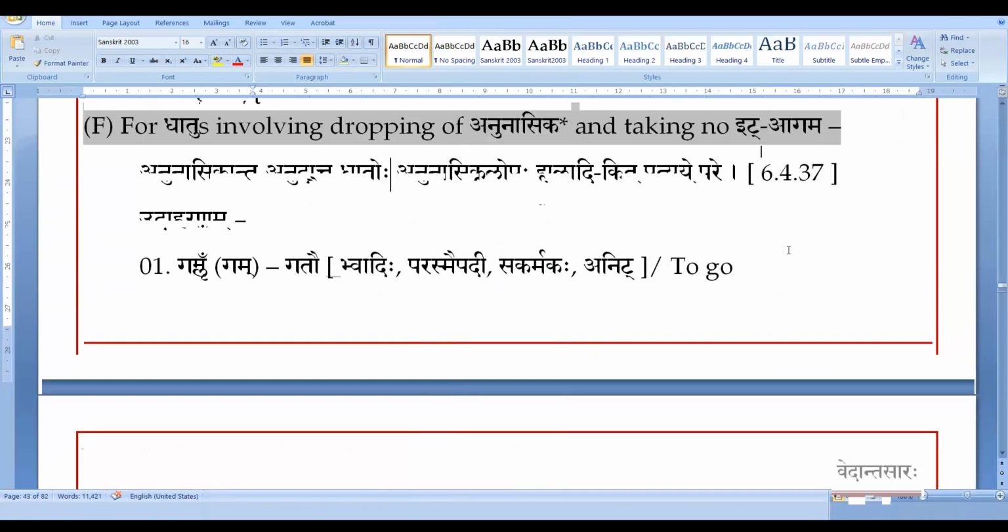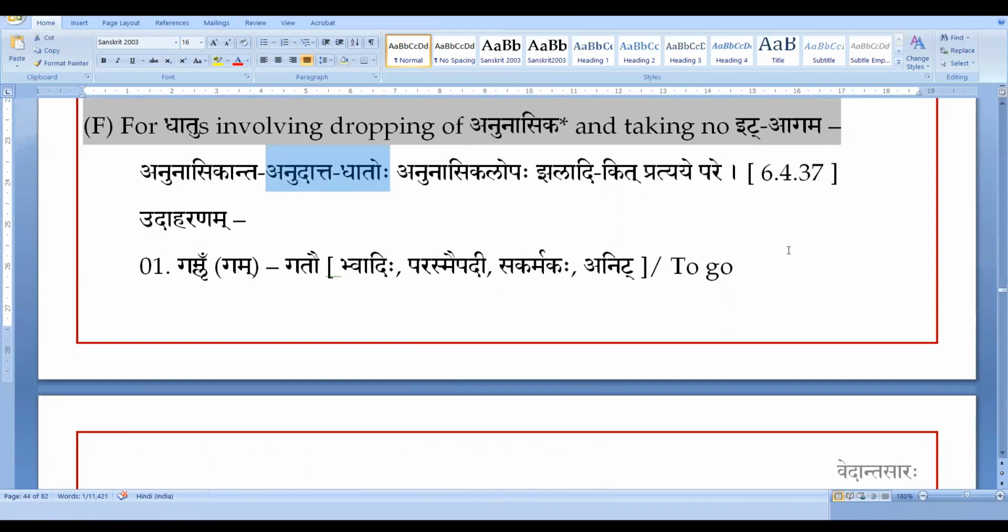It's because the sutram itself mentions anudata dhatu ending with anunasika. Therefore, that's why it is put in a separate category. Then what will happen to that anunasika letter when followed by jaladikit? Because it is anudata dhatu, therefore it is anit dhatu. With regard to nishta pratyaya, no ittagama, therefore it has to be jaladi. When jaladi pratyaya follows, that anunasika letter is dropped. That is why gam dhatu, which is anunasika, it is anudata dhatu, means what?